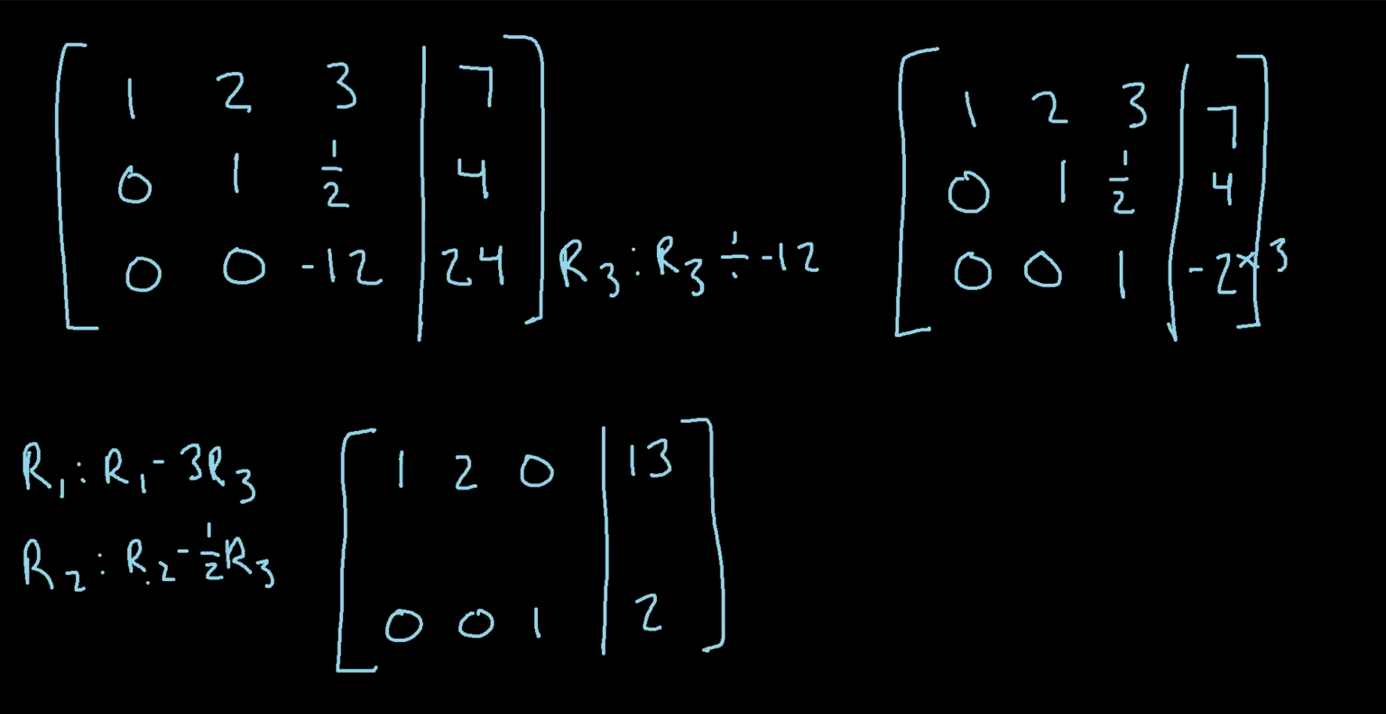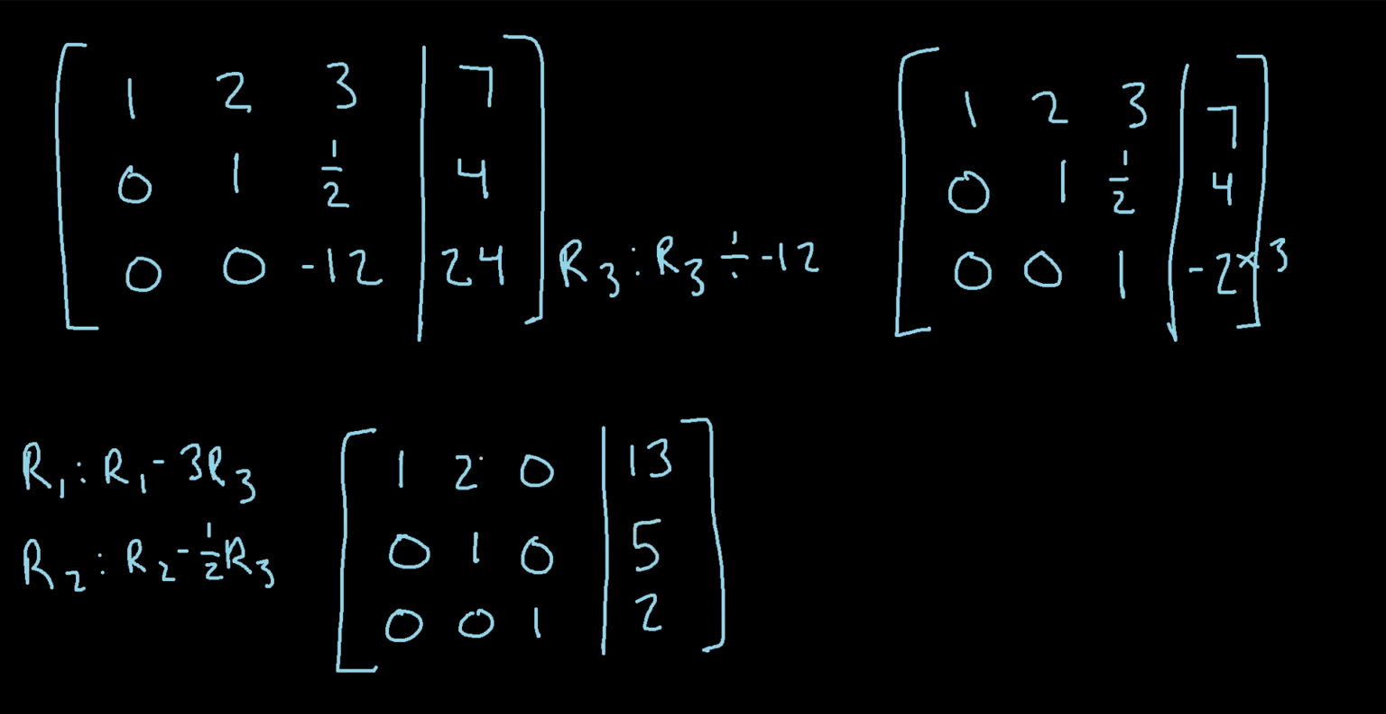Now in row 2, we said we're going to do row 2 minus 1/2 of row 3. So 0 minus 1/2 of 0 is 0. 1 minus 1/2 of 0 is 1. So these aren't changing. Now we have 1/2 minus 1/2 of 1. So half of 1 is just half. So we have 1/2 minus 1/2, which is 0. And then lastly, we have 4 minus half of negative 2. So half of negative 2 is negative 1. So we have 4 minus a negative 1, which is 4 plus 1, which is 5.